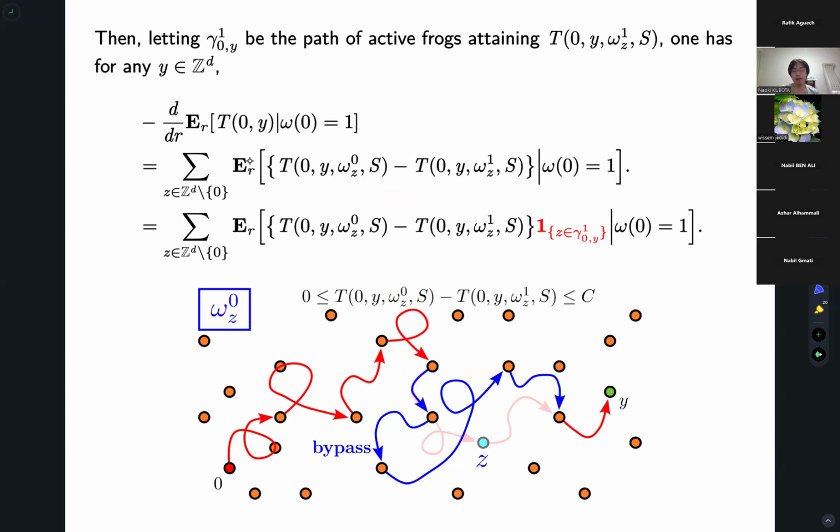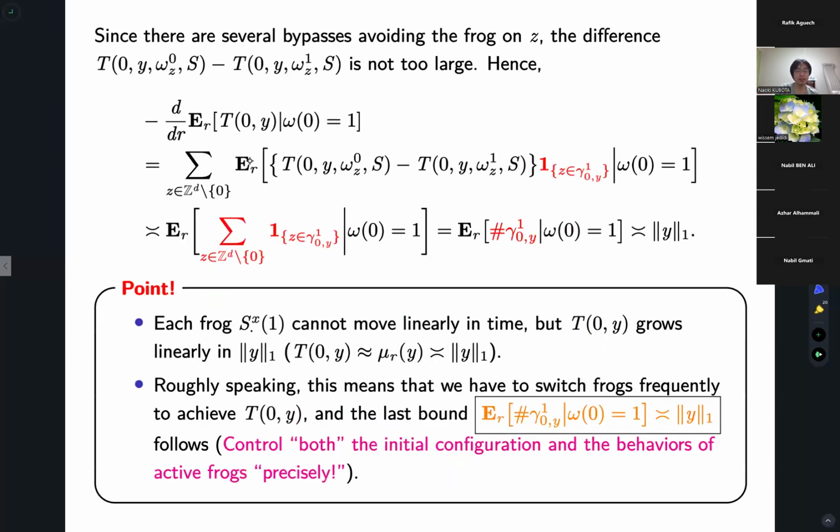But this difference is not so large. This is because we can find allowable pairs around the site Z. So even if we don't use the site Z, we can find pairs with not so large a time to go from here to here. Roughly speaking, we can estimate this difference by using some constant, and so this expectation is bounded from above and below, the expectation of this summation.